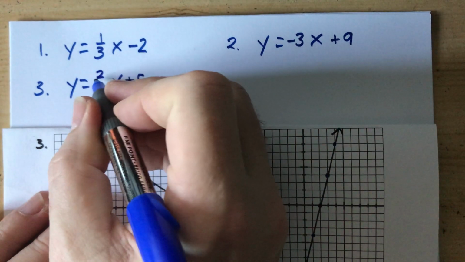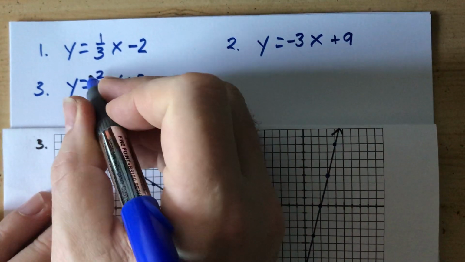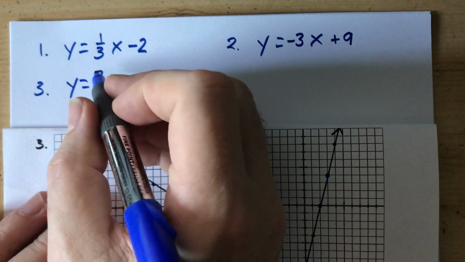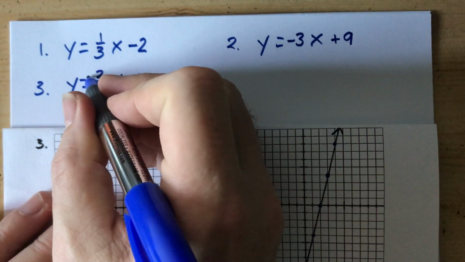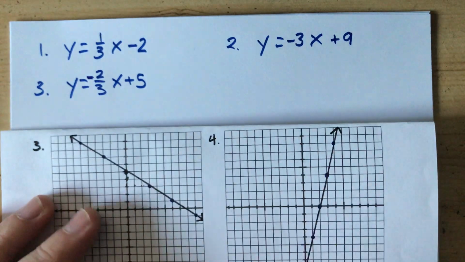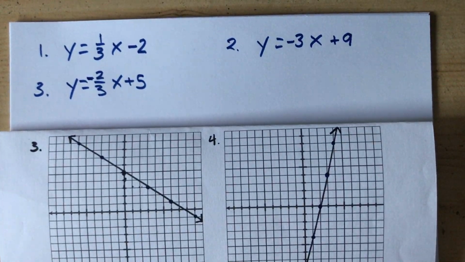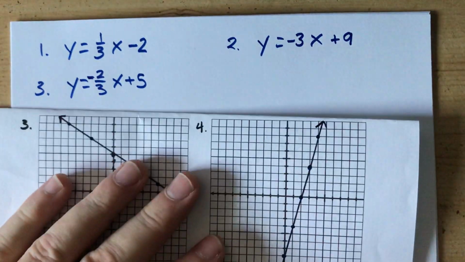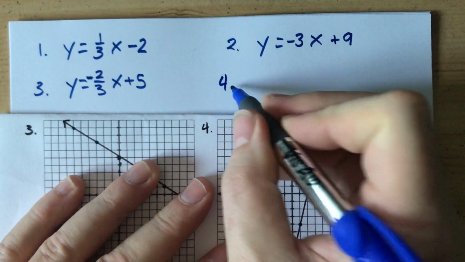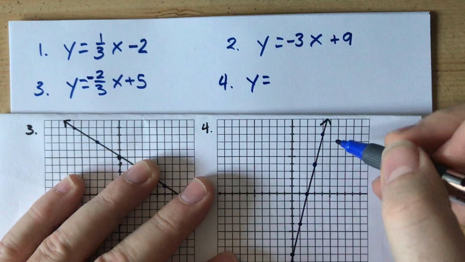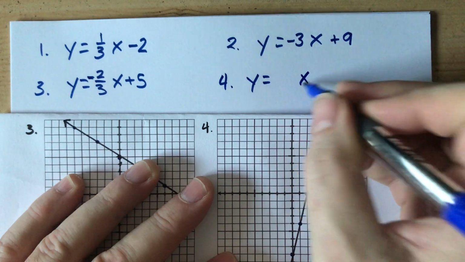Either way. Down 3. Said that wrong. Down 2. I wrote the 3 before I spoke. Down 2, right 3. I gotta make sure I put that negative in there. Sometimes it's better to leave a little more space than I did. Y equals, well, this is a positive line. I don't have to worry about a sign, so that's easier.